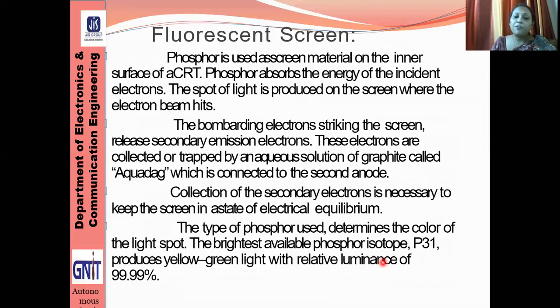The type of phosphor used determines the color of the light spot. The brightest available phosphor, isotope P31, produces yellow-green light with a relative luminance of 99.9%. There are different types of phosphor material used.